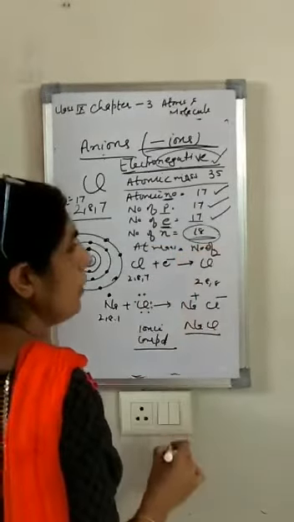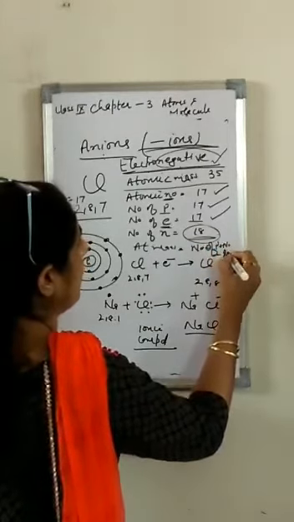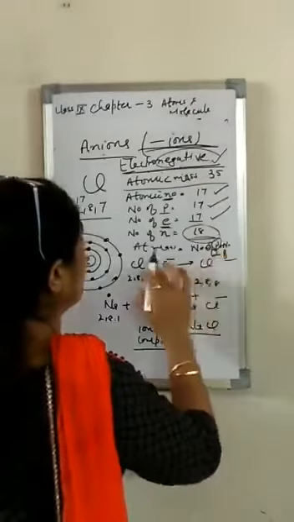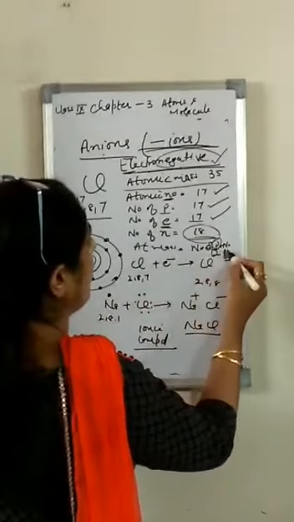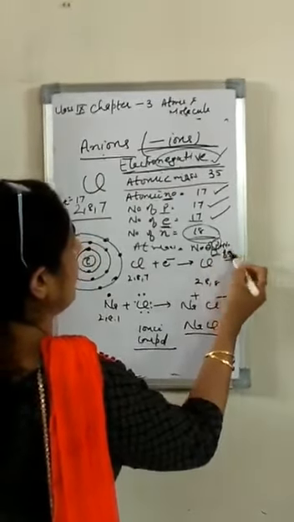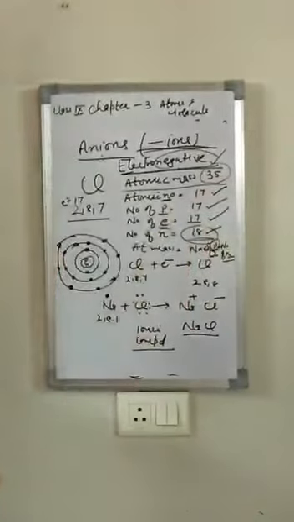The atomic mass is equal to the number of protons plus the number of neutrons. So when the protons are 17 and the neutrons are 18, it will be 35. The atomic mass is 35.